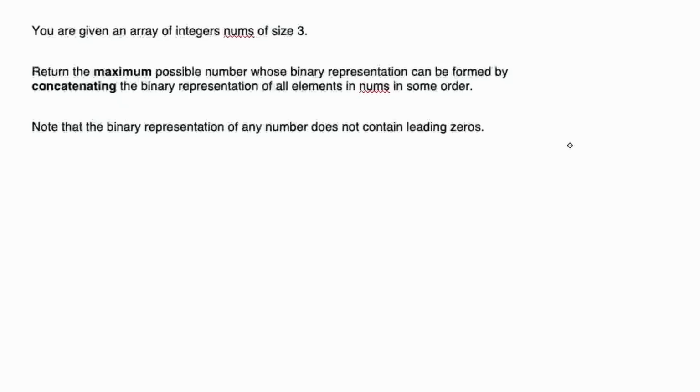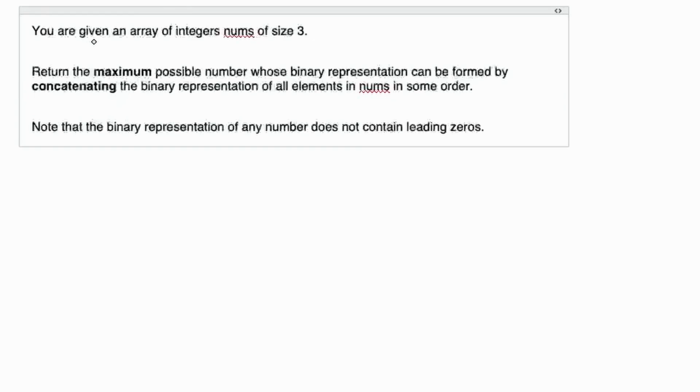Hello everyone. Today we're looking at the problem maximum possible number by binary representation. This was question 1 in weekly contest 418. The question reads that we're given an array of integers nums, which will always be of size 3. We want to return the maximum possible number whose binary representation can be formed by concatenating the binary of these elements in some order, and that the representation does not contain any leading zeros.